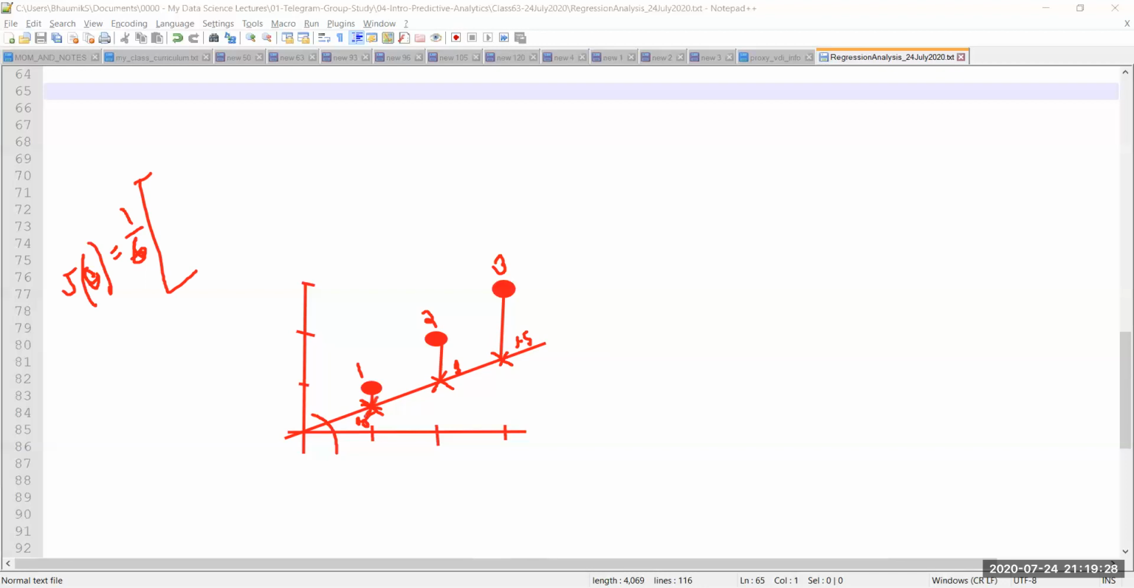I hope you understood why this point is 0.5, why this point is 1, right? If theta 1 is equal to 0.5, and y is equal to theta 0, which is 0, plus theta 1, which is 0.5, into x, then I can clearly say y is equal to x divided by 2. Or I can say x divided by y is equal to 2.